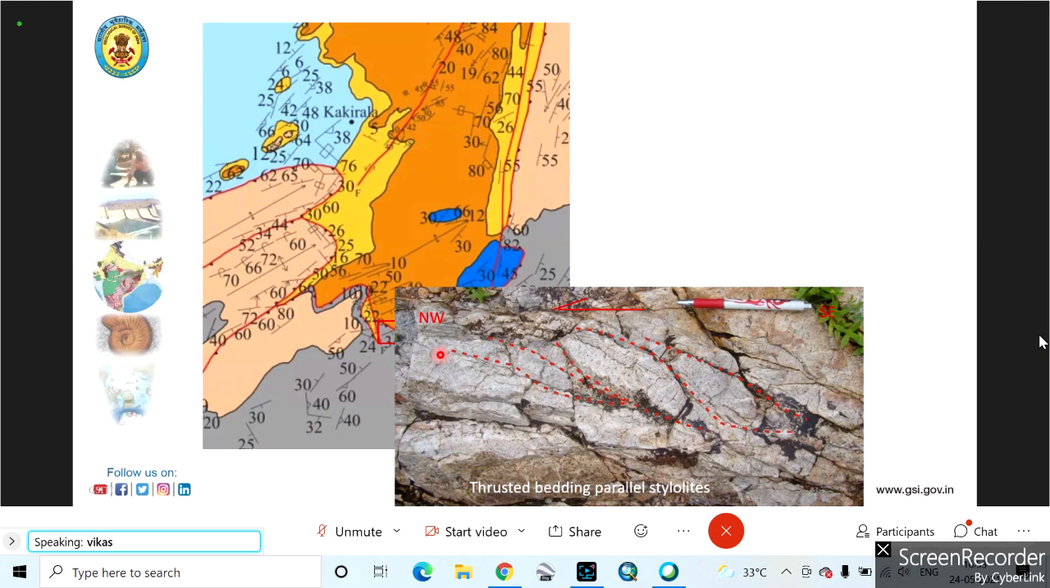So actually these stylolites were formed parallel to one particular plane, possibly the bedding plane, which has been thrusted later on. Next, please.